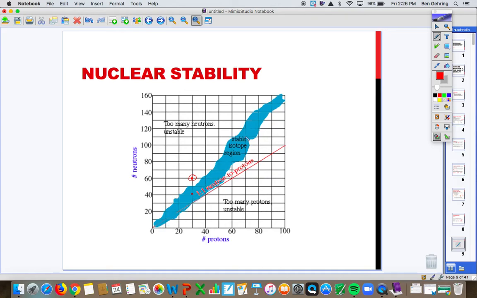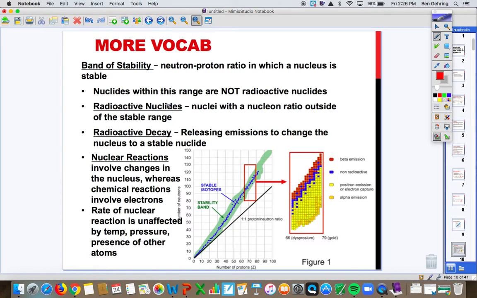But this is a band of stability, which gives an indication of what kind of decay an atom is going to undergo to become stable. And we'll talk more about that in the next section. Your band of stability is the neutron to proton ratio in which a nucleus is stable or most stable. So if a nucleus falls within this band, this range, it is typically not radioactive.